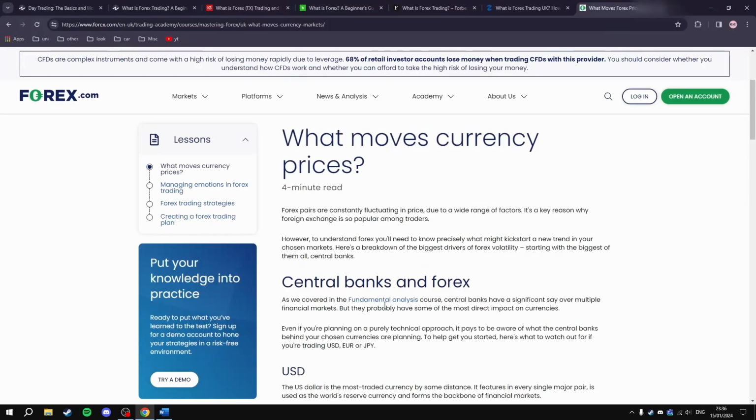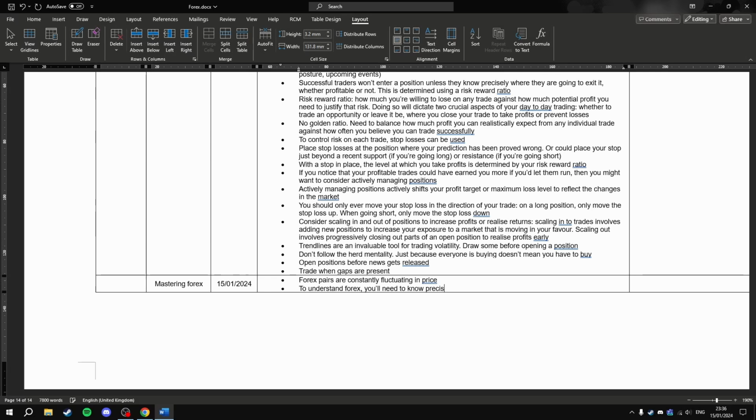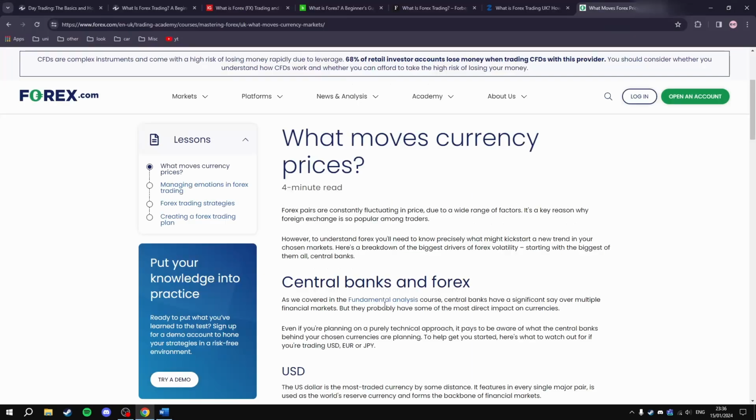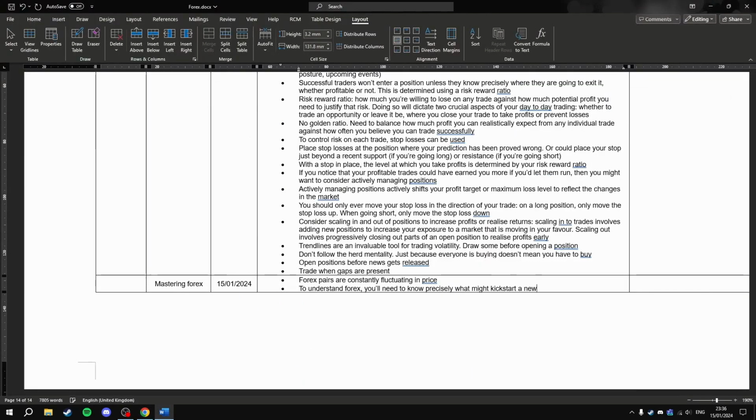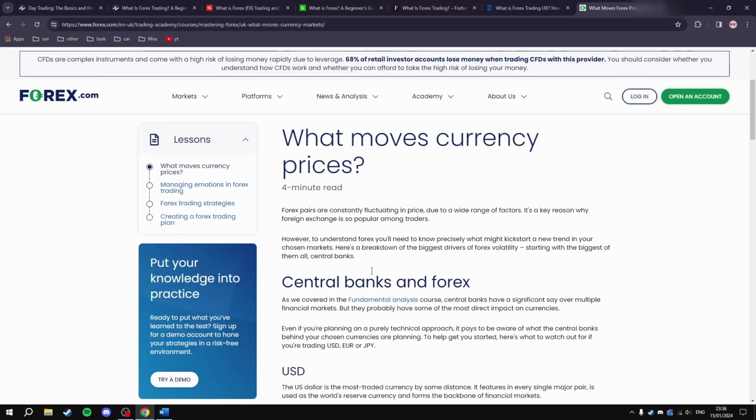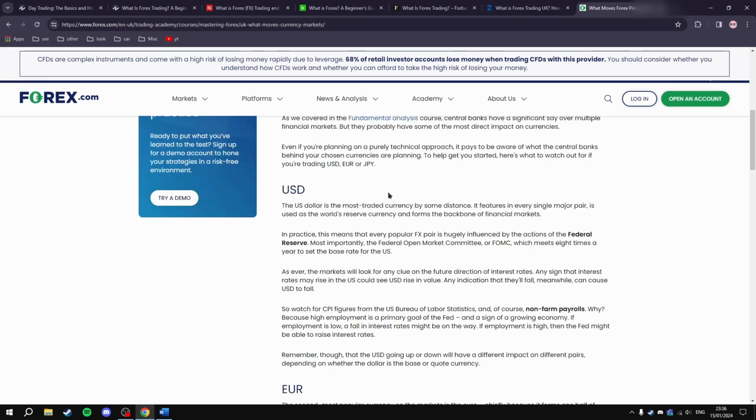You'll need to know precisely what might kickstart a new trend in your chosen market. Here's a breakdown of the biggest drivers of Forex volatility, starting with the biggest of them all, central banks.